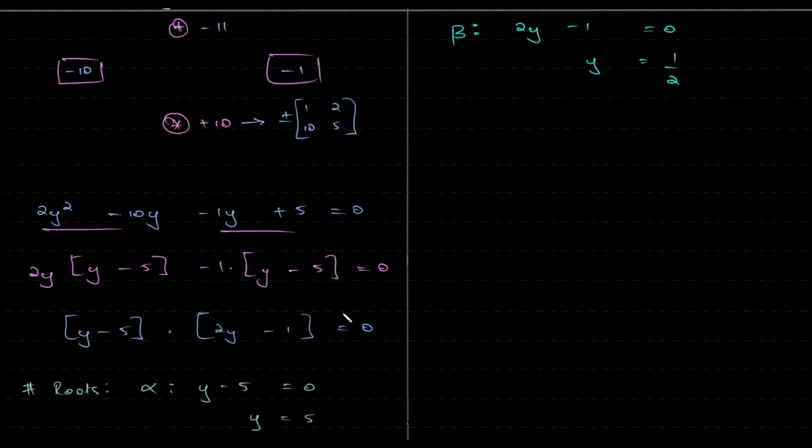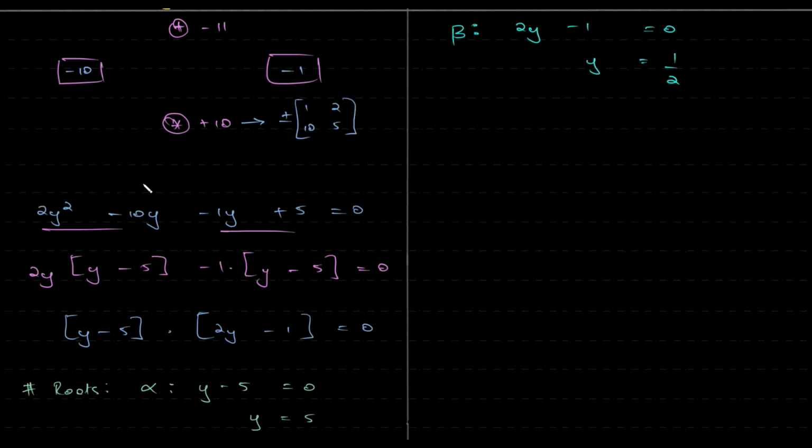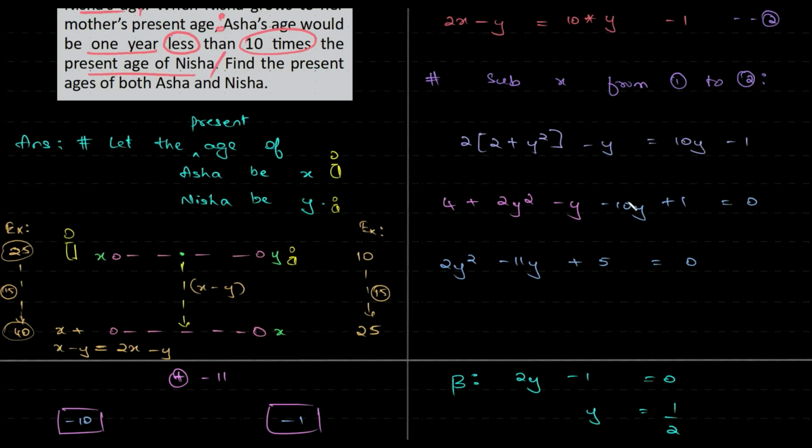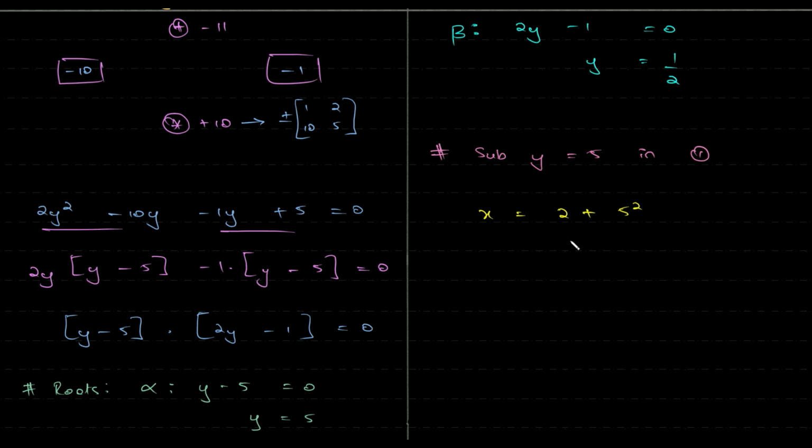Half is not a practical value, right? If I substitute a half over here, it would be 2 and a quarter, and that's not practical. So we substitute Y equals 5 in equation 1. X is equal to 2 plus 5 square, which is 25 plus 2, that is 27.